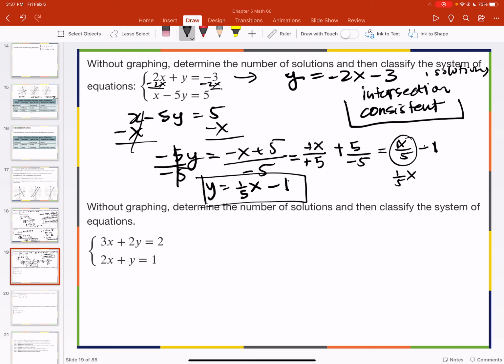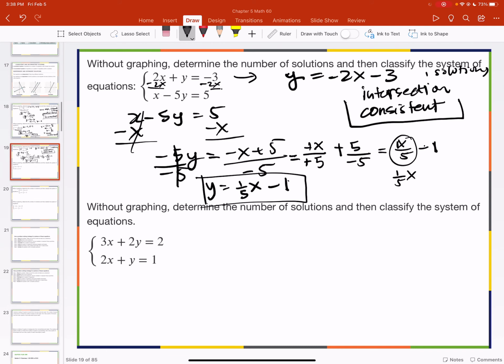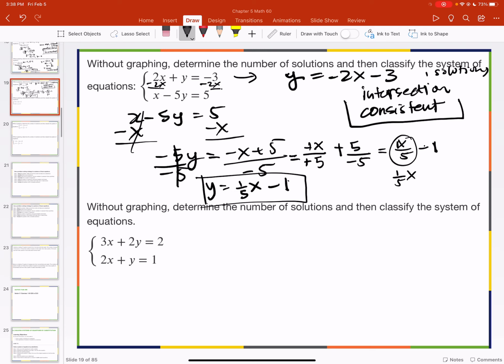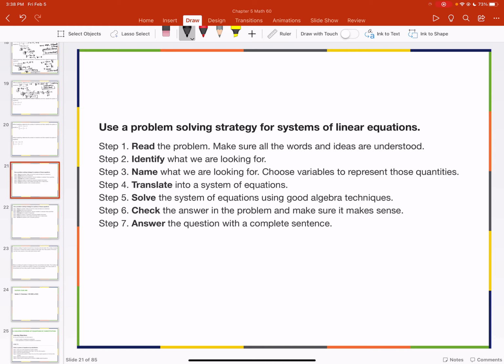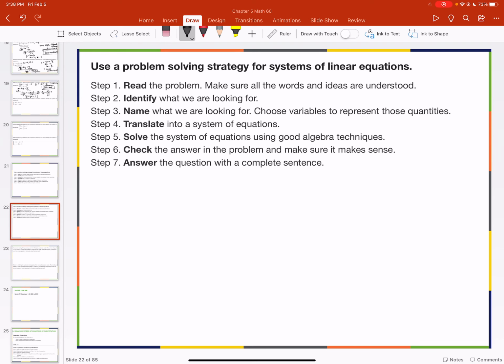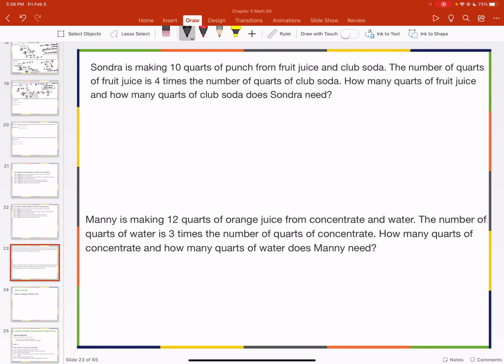Should we do another one? I think you guys kind of got it, or hopefully you do. So let's see what else we have here. We're going to do an application problem. So first, let's describe what we need to do. Obviously we need to read the problem. We need to figure out what they're asking, name it, choose variables to represent that, translate into a system of equations, solve it properly, and then check the answer and see if it makes sense. Okay, so let's do one here.